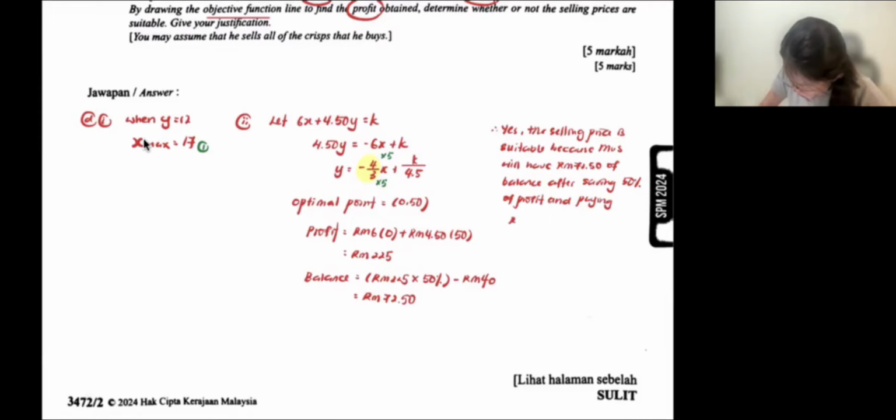Okay, then you have to give reason. Because Moose will have 72 ringgit 50 cents of balance after saving 50% of profit and paying 40 ringgit to his worker. Got excess cash.